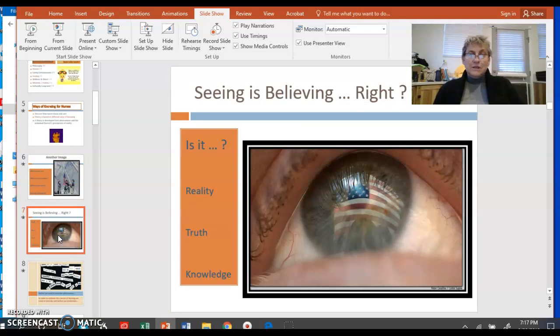So let's look at another image. Seeing is believing, correct? Right? Well, is it? Is reality truth? Is reality knowledge? So here we see an eye. Our eyes obviously are how we see, but the image inside this relates back to the image that I showed previously, and it's the American flag. I don't know exactly what's down here. Maybe you can figure that out. But is this someone's eye that has a reflection in the photo, or is this a doctored image where we have changed reality and made it what we want it to be?